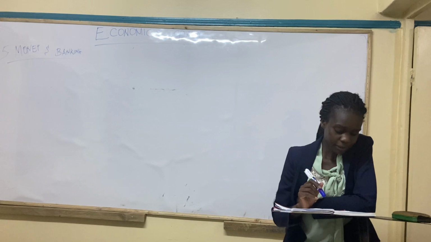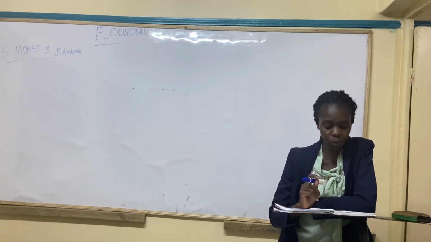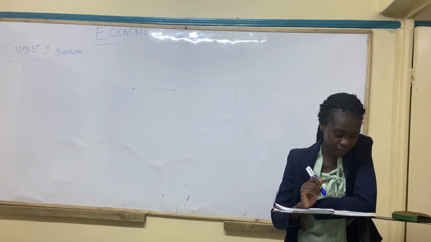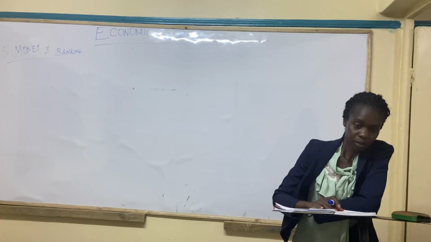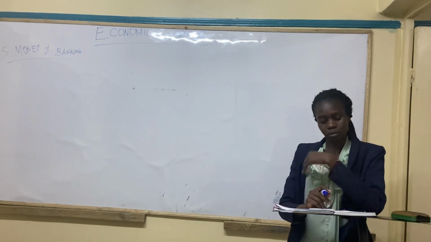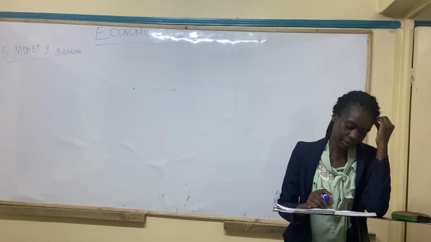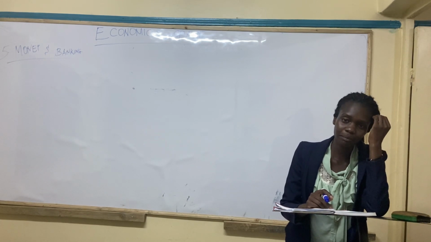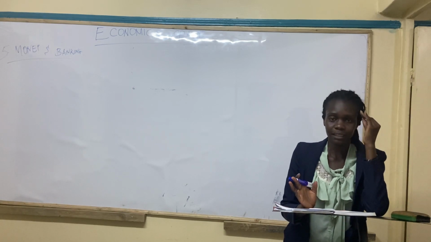So a legal tender is anything which must be accepted by law in settlement of a debt. For example, maybe I have a car, and I borrowed a loan and I'm unable to complete the loan payment, so they come for my car to replace that debt.